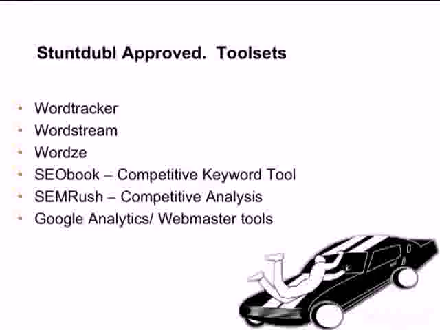Word Tracker, Wordstream, Wordsy are going to be great. SEO Book is one of my favorites in general. SEMrush is phenomenal in terms of competitive intelligence. There's almost nothing better. And obviously your analytics and webmaster tools are going to help you find some of that important keyword research as well.